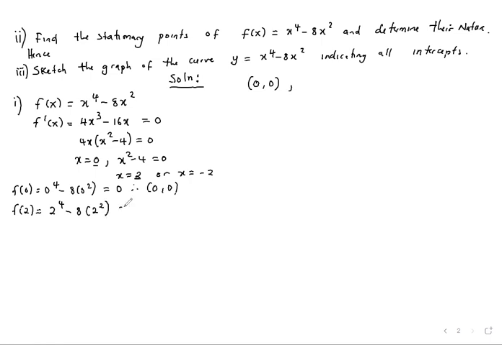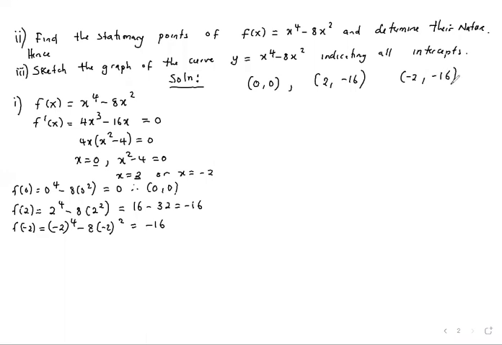Pick 2, take it in the original function, and get the corresponding value, 2 power 4 minus 8 times 2 squared. 2 power 4 is 16, minus 4 times 8 is 32. So we'll get negative 16. So we have a point 2, negative 16. And then negative 2, we get f of negative 2. We have negative 2 power 4 minus 8 times negative 2 squared is equal to negative 16. So you get negative 16.